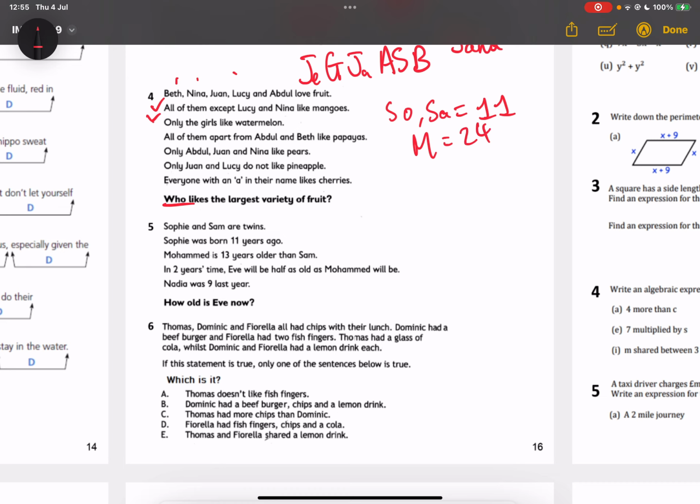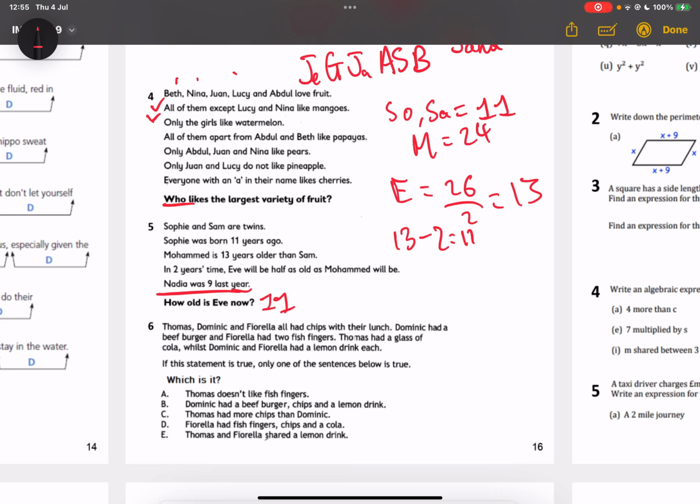In 2 years' time, Eve will be half as old as Mohammed will be, so Mohammed in 2 years' time will be 26, so Eve is equal to 26 over 2, which is 13. So that means that Eve right now is 13 minus 2, which is 11. So she's 11. And you can see Nadia was added there, but never used. So sometimes they may add that to make you think you have to think of more, but in reality, you don't.